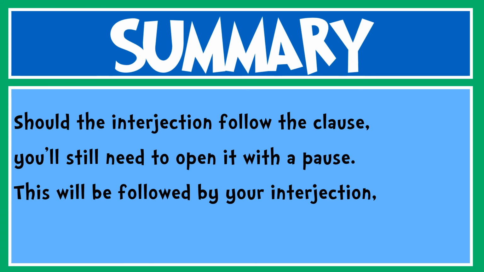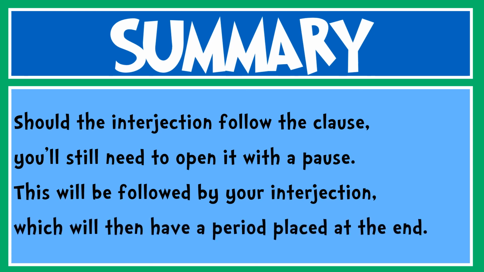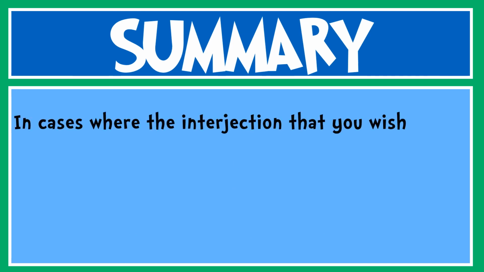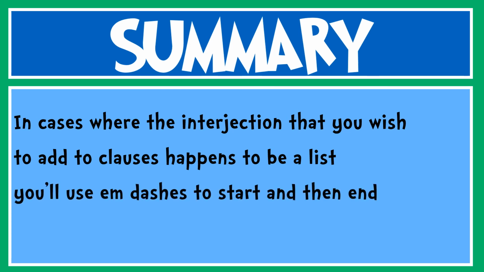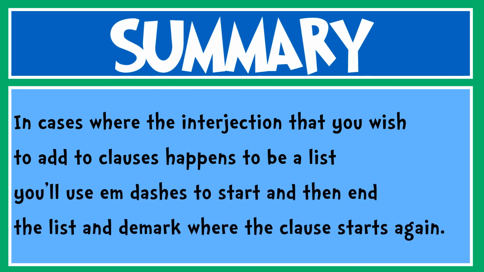This will be followed by your interjection, which will then have a period placed at the end. In cases where the interjection that you wish to add to a clause happens to be a list, you'll use em dashes to start and then end the list and demark where the clause starts again.